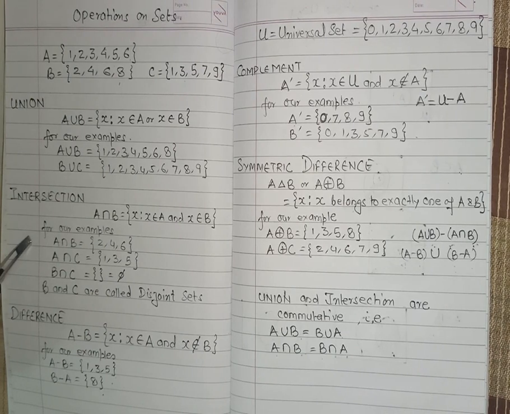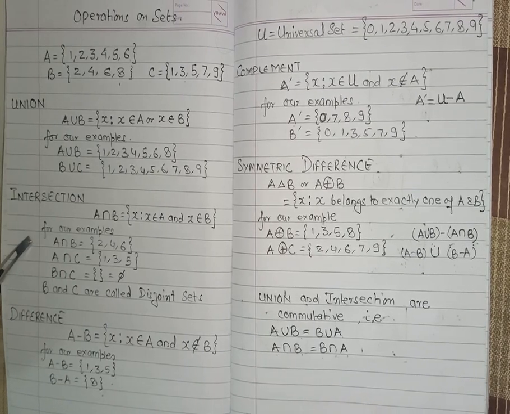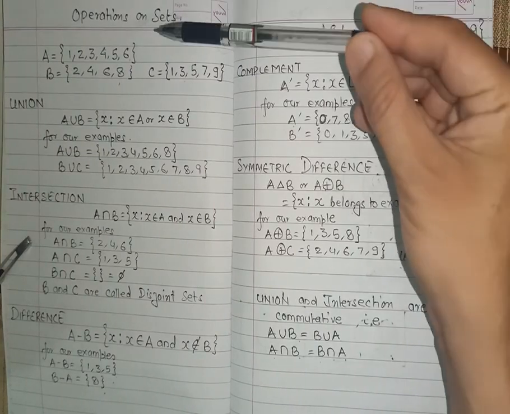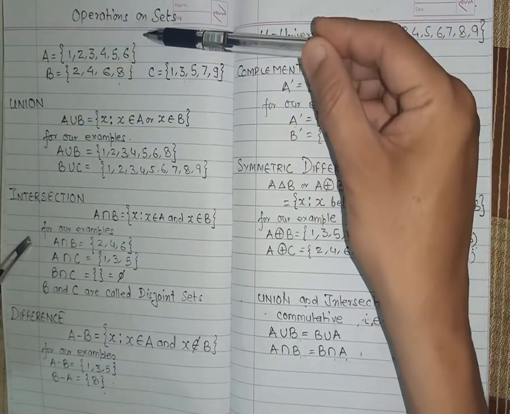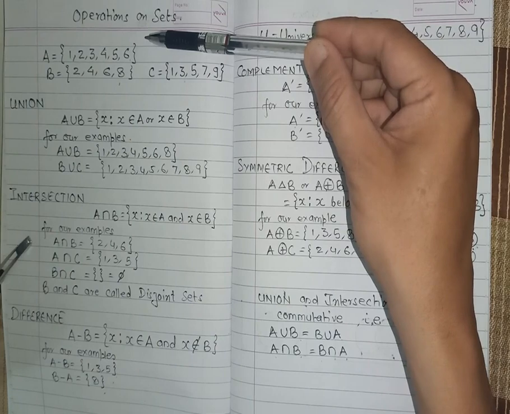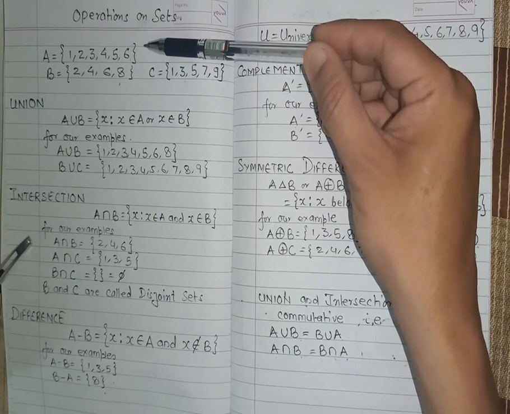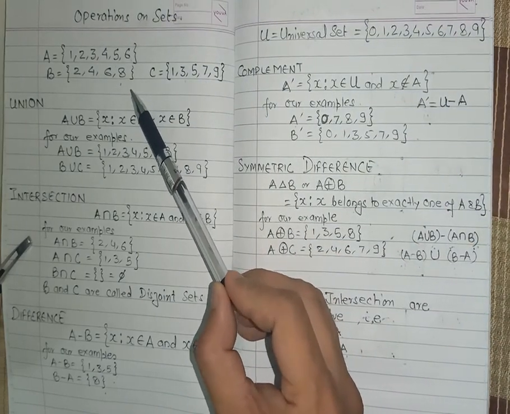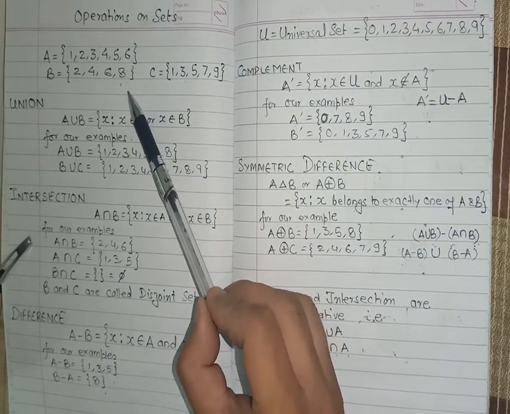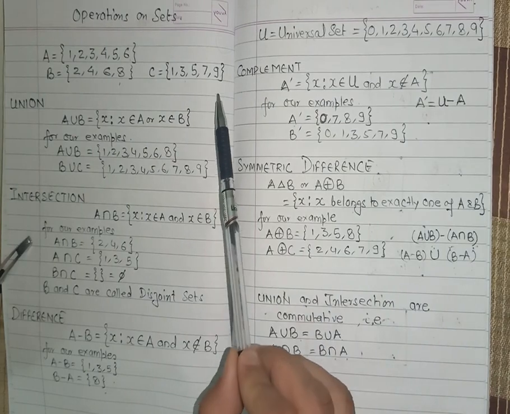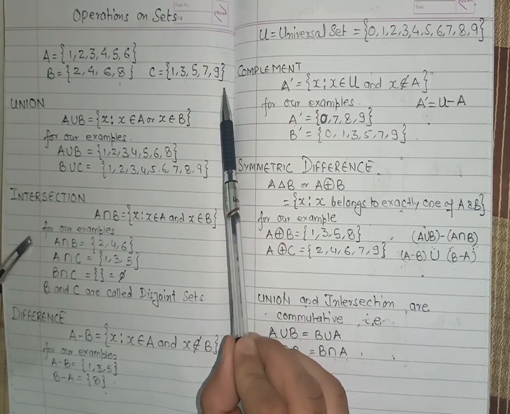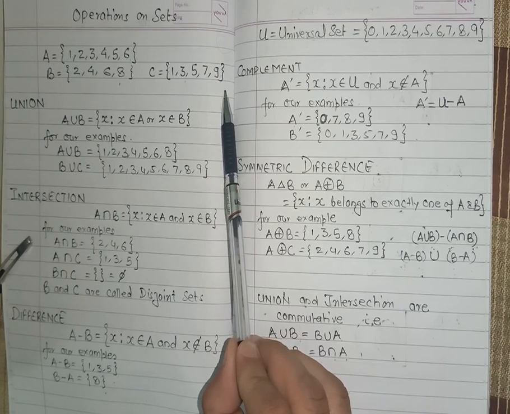Today, we are going to talk about the operations on set. In order to understand the operations on set, we are taking certain examples. I have defined three sets. Set A has the elements 1, 2, 3, 4, 5, 6, which means the cardinality of set A is 6. Set B has the elements 2, 4, 6, 8, so the cardinality is 4. And set C is 1, 3, 5, 7, 9, so the cardinality of set C is 5.